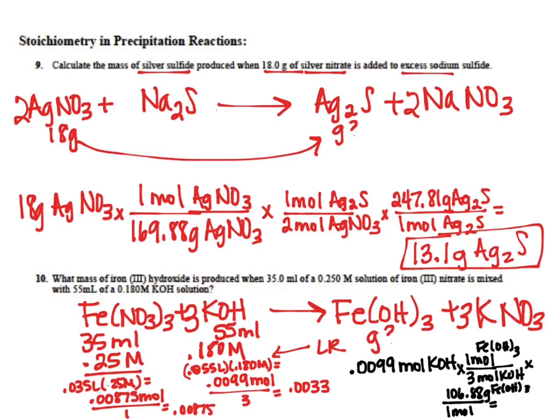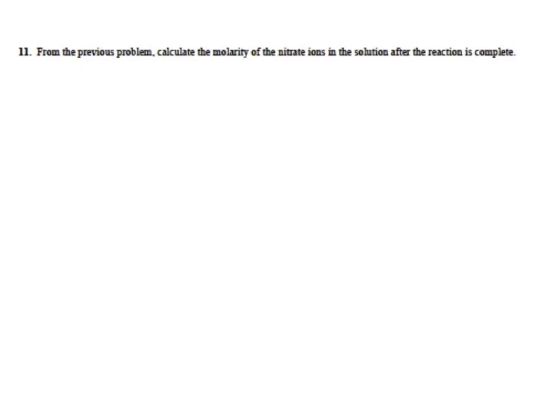So what do we get for our answer? How many grams of iron 3 hydroxide? 0.353 grams of FeOH3. Does it matter if you put the 0 before the point? No. Is everybody okay with that? Yes. Okay. So let's go one more, and then we're going to go to acids and bases, or acid-base titrations.